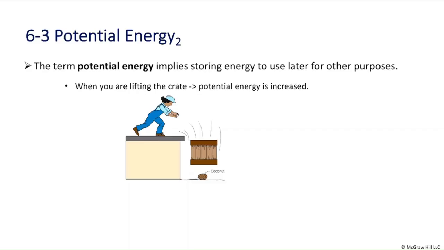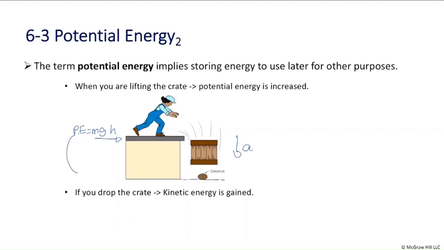When we lift the crate, its height increases and it gains gravitational potential energy. So at this point, the crate has gravitational potential energy of mgh, right? And when we let go of the rope, the crate accelerates downward, and it gains kinetic energy. So now the initial potential energy has been converted into kinetic energy.